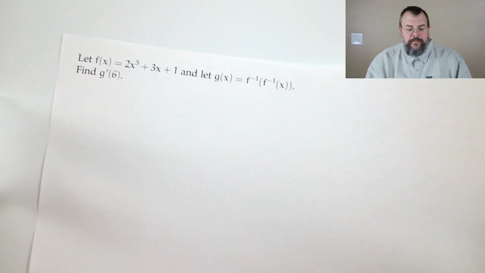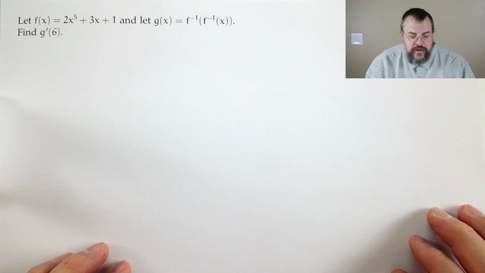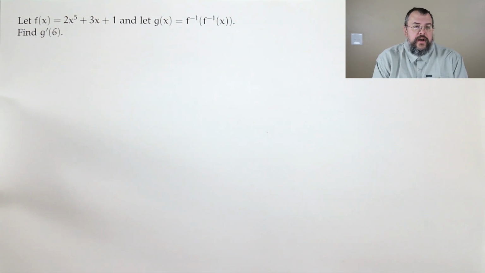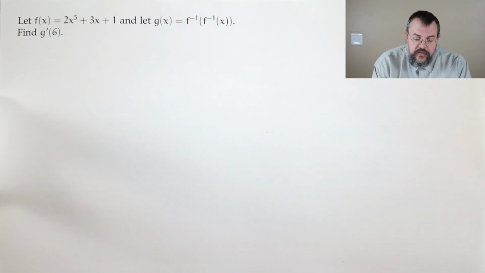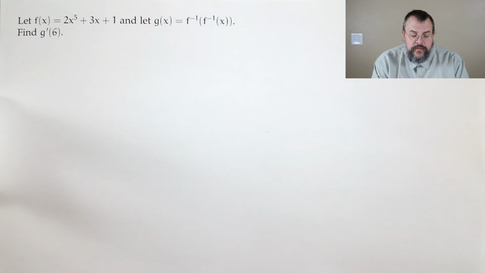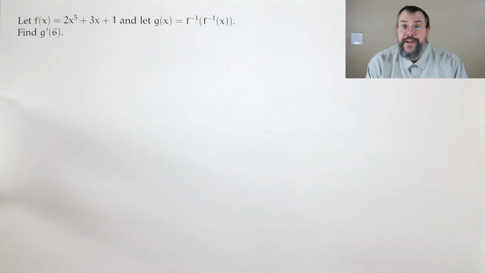All right. Let's try another problem. Okay. So, here's our function. f of x is 2x to the 5th plus 3x plus 1. And g of x is f inverse of x. Find g prime of 6. Okay. Wow.